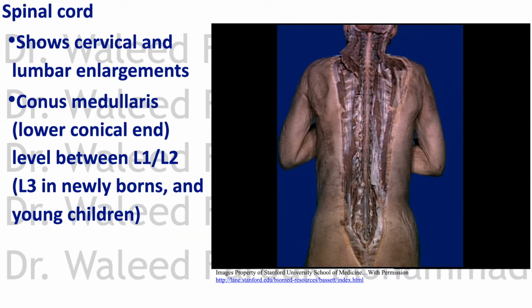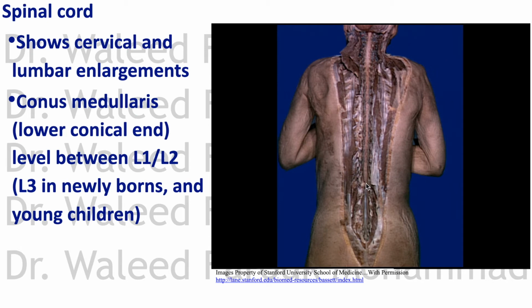The spinal cord itself shows a cervical enlargement. We will not go into much detail about the spinal cord, just a hint about its external features. It has a cervical enlargement for the supply of the upper limb, the brachial plexus. It has a lumbosacral enlargement for the supply of nerves going to the lower limbs. See the end of the spinal cord. This is the end of the spinal cord called the conus medullaris.